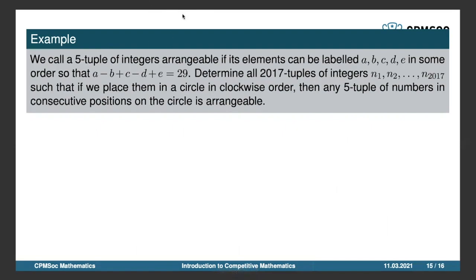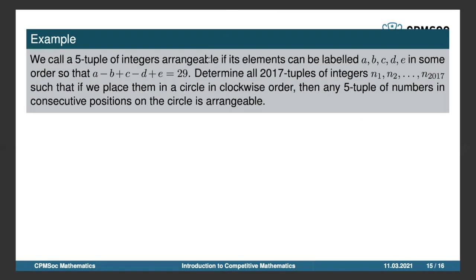Okay, so this question's a bit tough. There's quite a lot going on in this question. So if we have a read of this question, what we're doing is we are trying to place 2017 integers in a circle. So we just place some integers, 2017 of them around a circle. And there's this condition where a configuration of integers is called arrangeable.